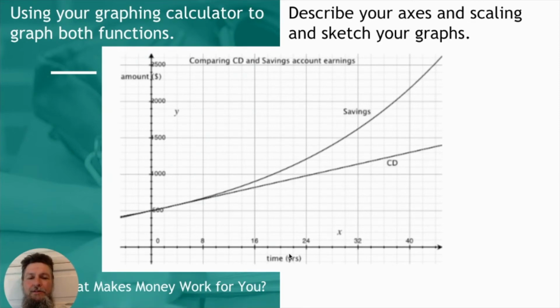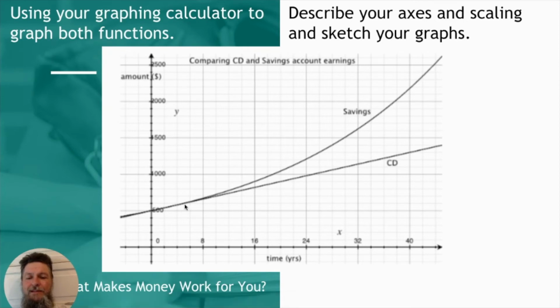Now, these are all marked, and you've got all kinds of scalings, and you've got the axis described. But see, the savings account grows a lot faster than the CD. The CD runs in a line. But the savings account is growing quicker. It's exponential, okay? So this is the number of years. No, we only went to 5 years.